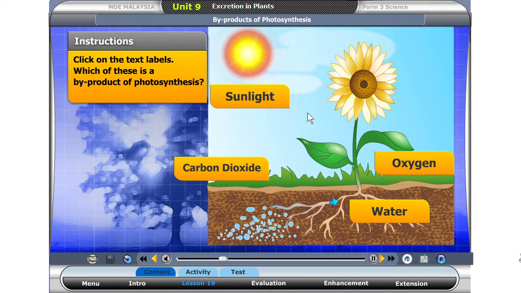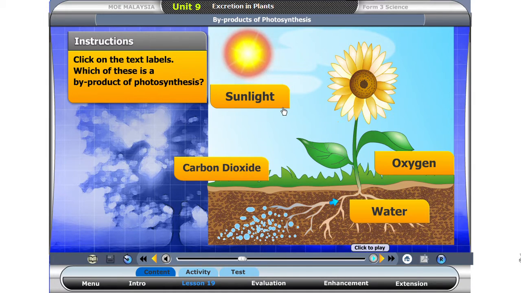Photosynthesis is a basic process of all plants. Photosynthesis allows plants to make their own food and nutrients. During photosynthesis, what wastes are produced? Which of these is a byproduct of photosynthesis? Click on the text labels to find out.